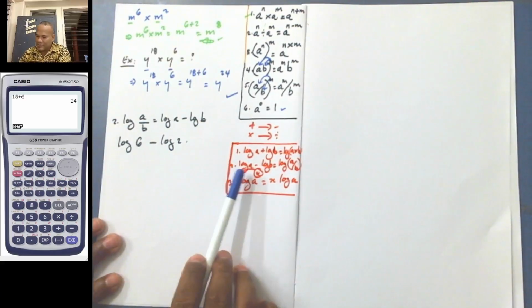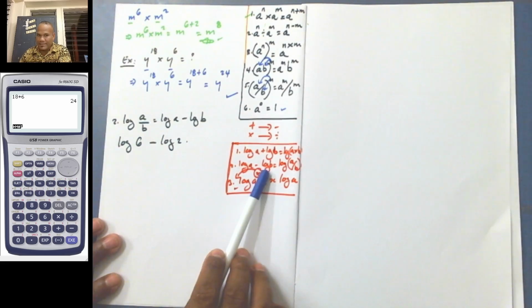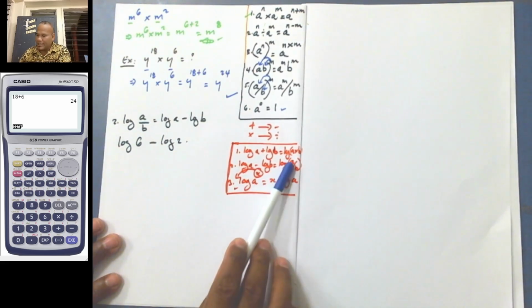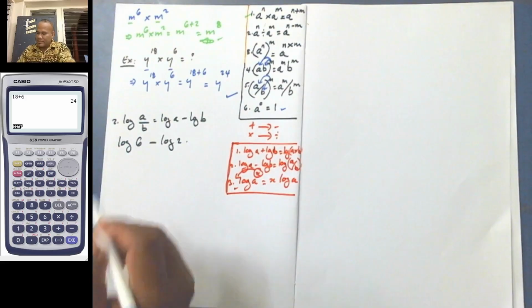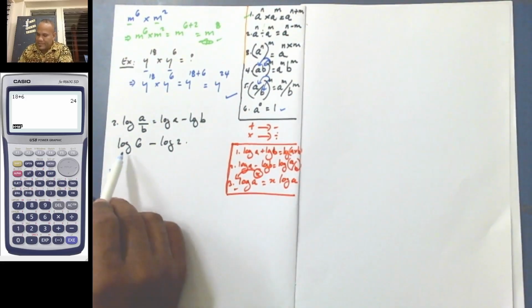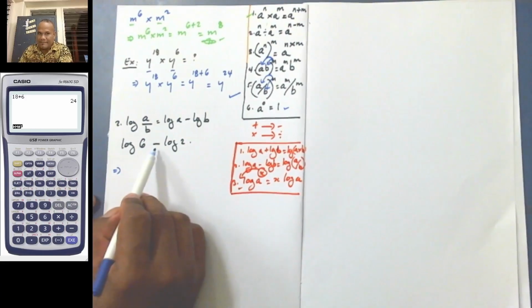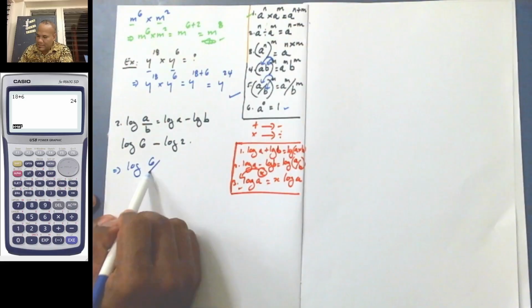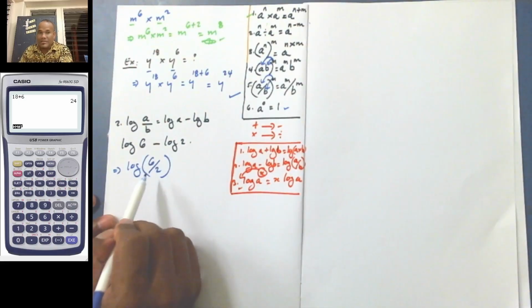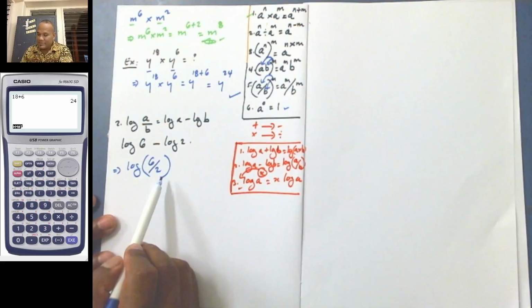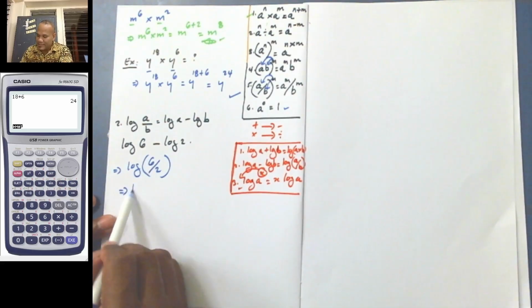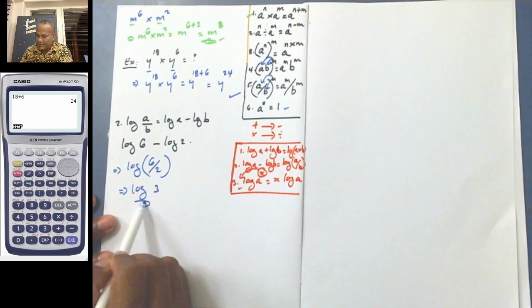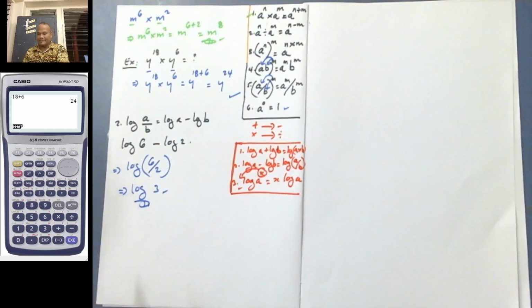We'll use this concept. Since it's minus, we'll apply the second law. Second law says log A minus log B is equal to log A divided by B. So in this case, since it's log 6 minus log 2, that is the same as log 6 divided by 2. And what is 6 divided by 2? 6 divided by 2 is 3. So your answer is log 3.